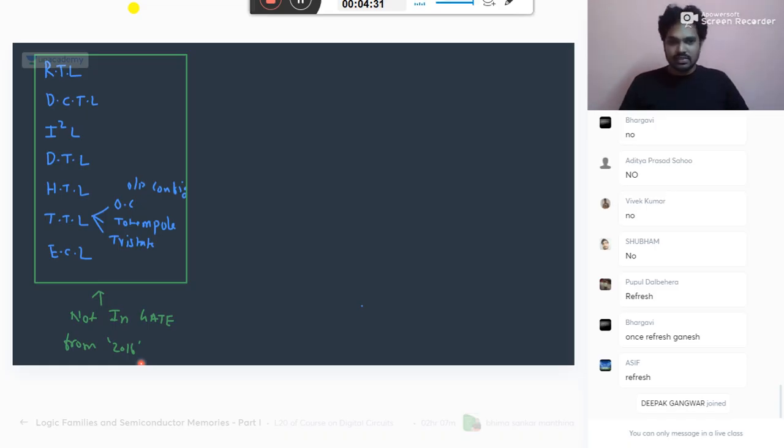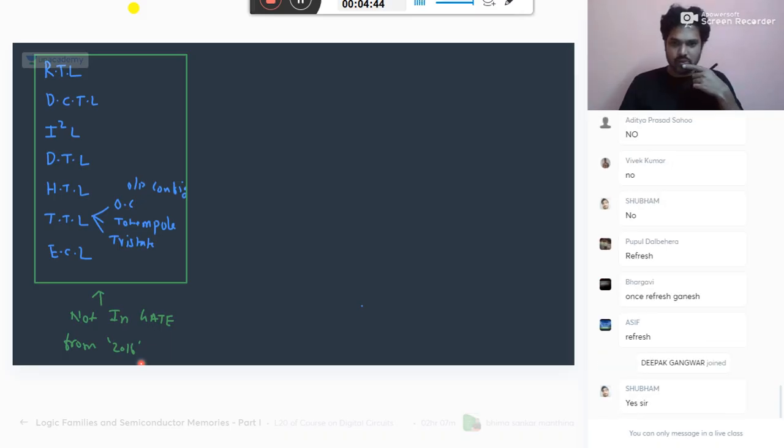Any instrumentation guys are there? Instrumentation? Some people, if they are, yes, Shubham, you are an instrumentation guy. Okay, I have a small doubt that some kind of TTL part might be present in your instrumentation. I will cross-check it once. Okay, don't worry about that.